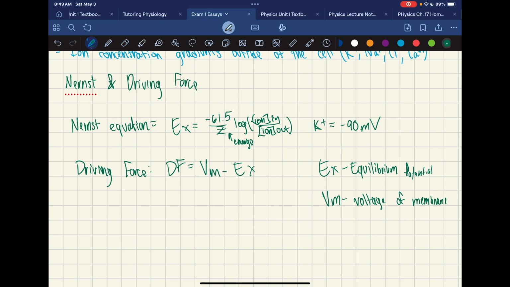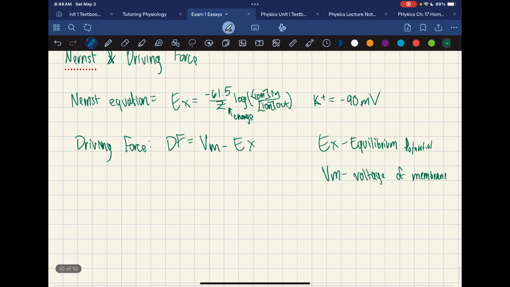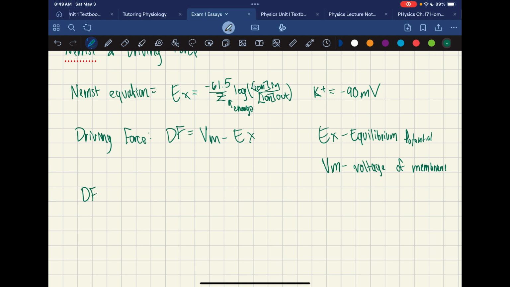So this is really cool because voltage is like the pressure that pushes electric charges to move, right? So it's like a tightness or pressure that's going to cause these electrical charges to move throughout the cell. Driving force is also measured in millivolts. The driving force is really cool because it tells you what direction the ions will move in. It also tells you the strength of that movement. So it talks about the strength and it talks about the direction.